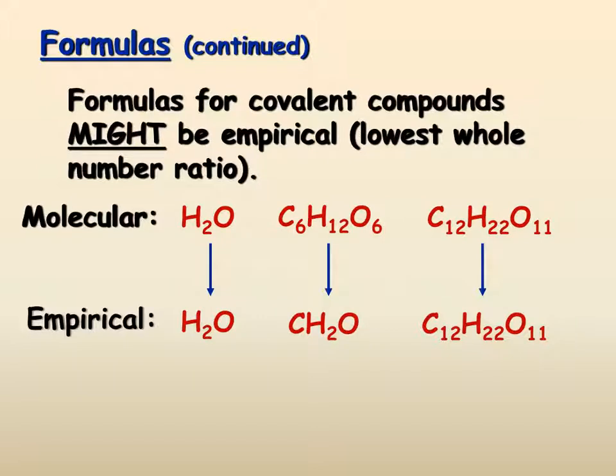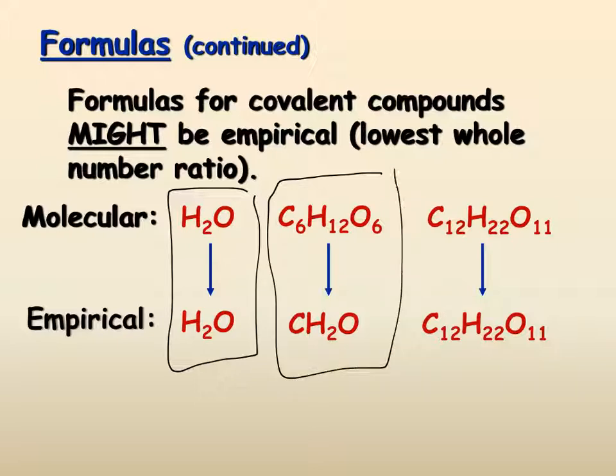It's covalent compounds that can change as far as empirical to molecular formulas. Okay, so sometimes they may be the same, like in the case of water. There is no way to reduce water into a simpler ratio of hydrogens and oxygens, but glucose definitely has a way to reduce. You can divide everything by 6. Okay, so it depends on the covalent compound whether or not there is a molecular formula that's different from the empirical.